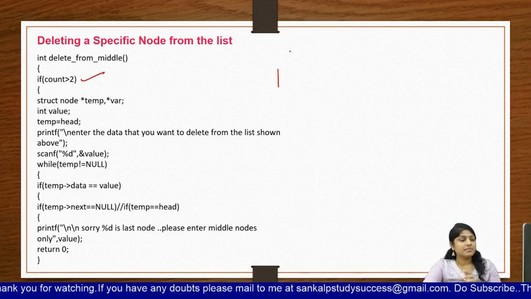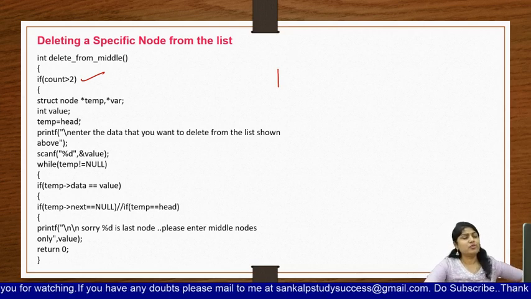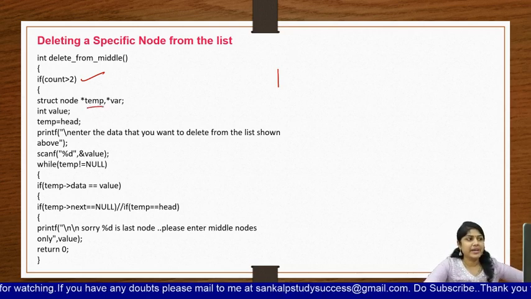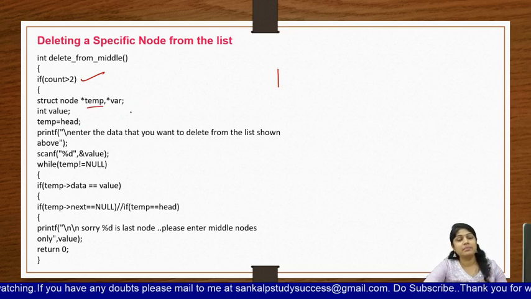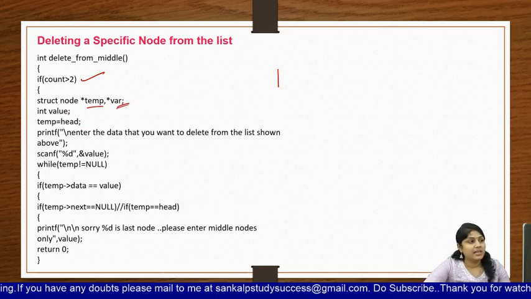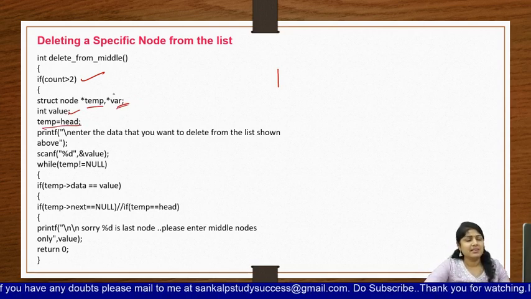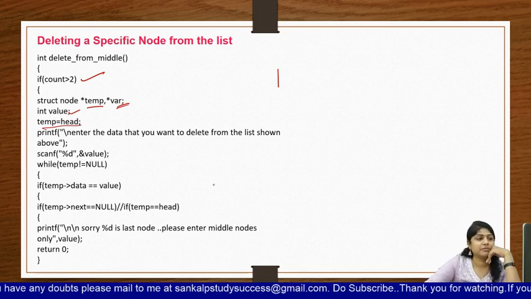Okay, so ikkada 2 pointers. So how many pointers that we use? We have to use 2 pointers, that is temp and var here, and it is a value, and initially header is what? Temp anukunna. Fine.